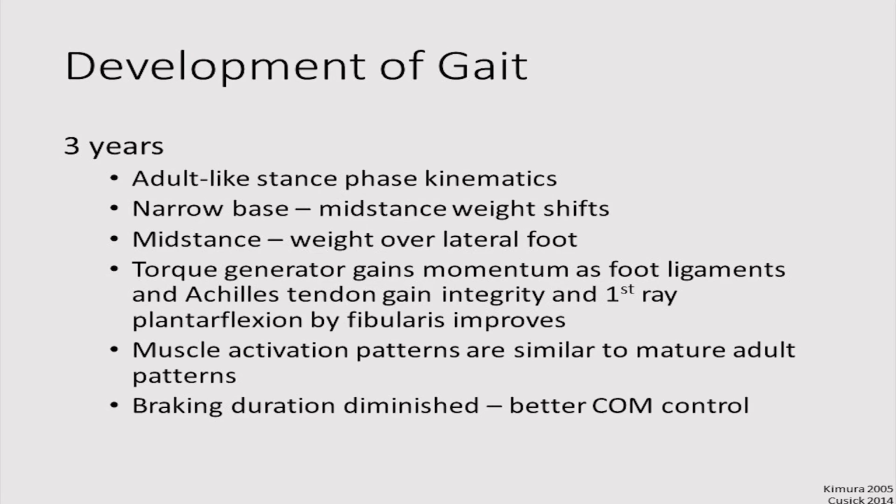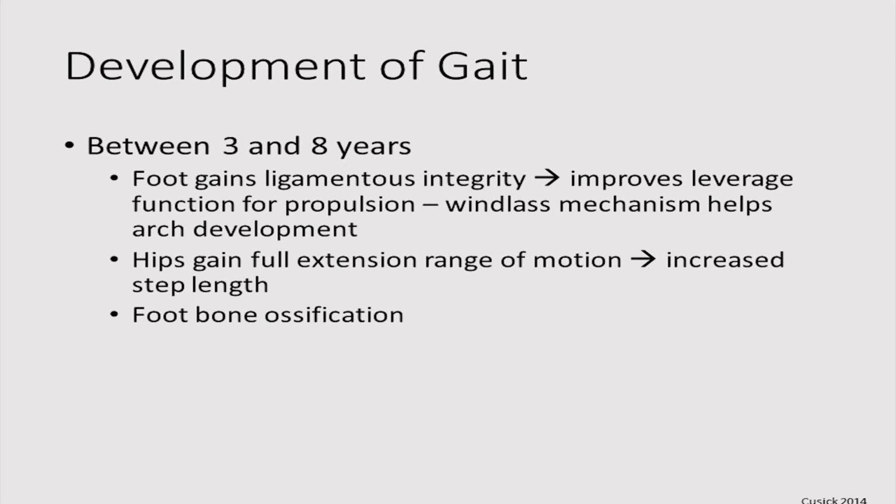So around 3 years, we have more adult-like stance-based kinematics, a narrower base. Muscle activation patterns are similar to that of adult. We have better control of our center of mass. Between 3 and 8 years, foot bone ossification is starting to solidify. Our hips gain full extension range of motion, so we have an increased step length because of that. And then arch is starting to develop and mature between this 3 to 8 years old.